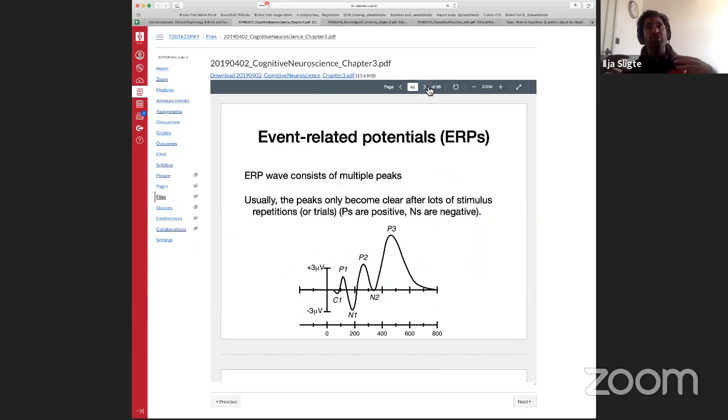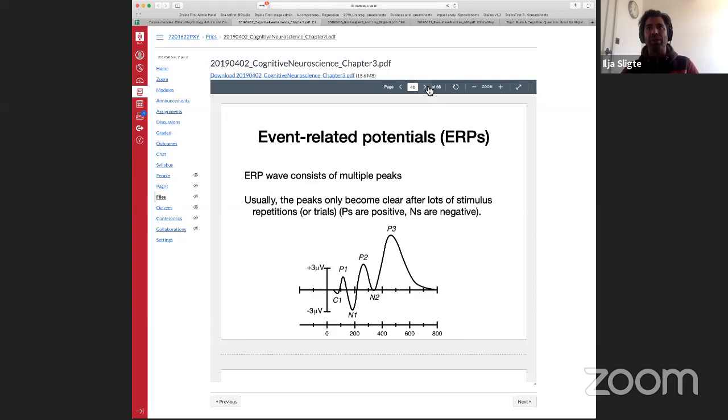Again, if you are interested in the event-related potential, so you show a flash of light to a person, you do that over and over again, you get rid of the noise, and these different peaks start to surface in the averaged EEG. Positive waves are termed P. So the P1 here is the positive potential that appears about 100 milliseconds after you've shown a stimulus.